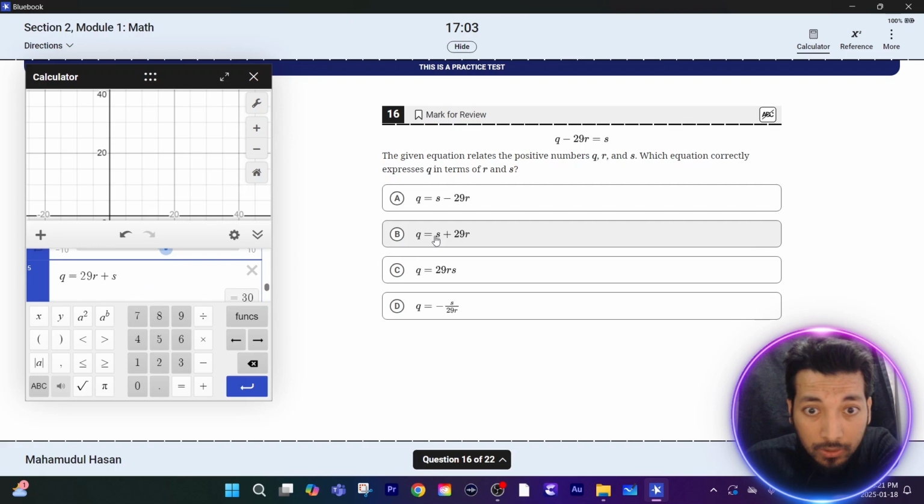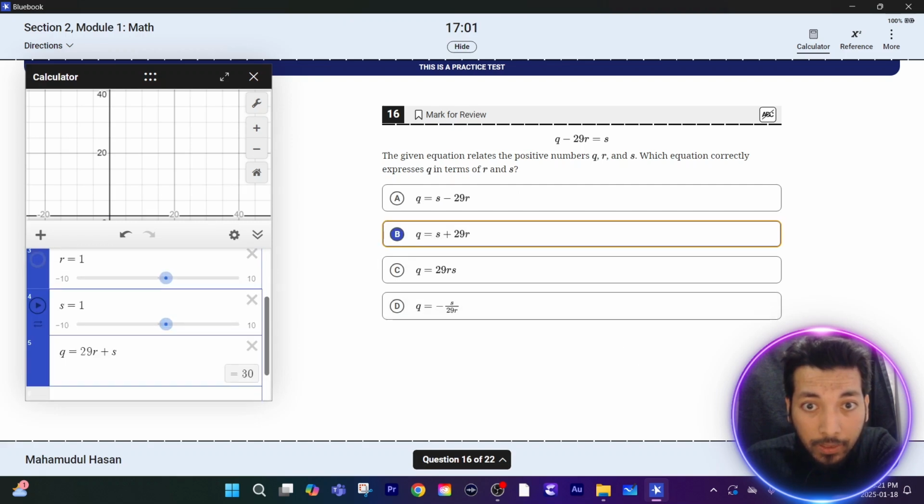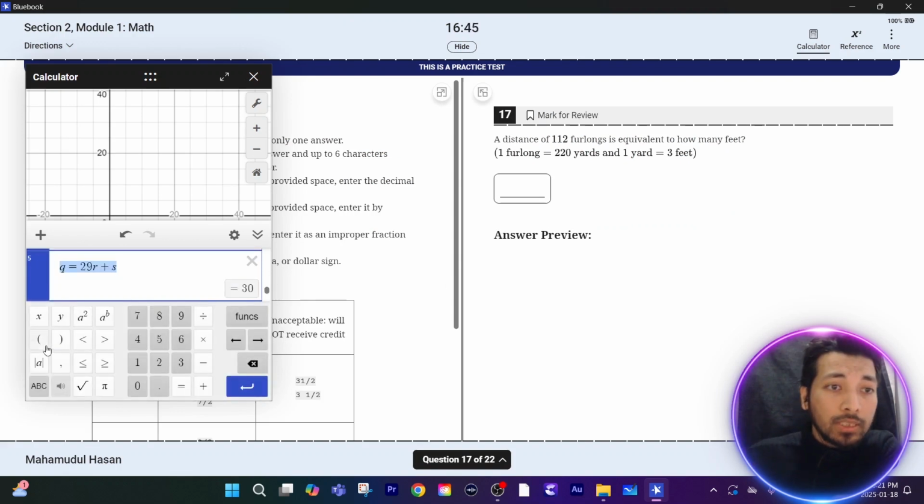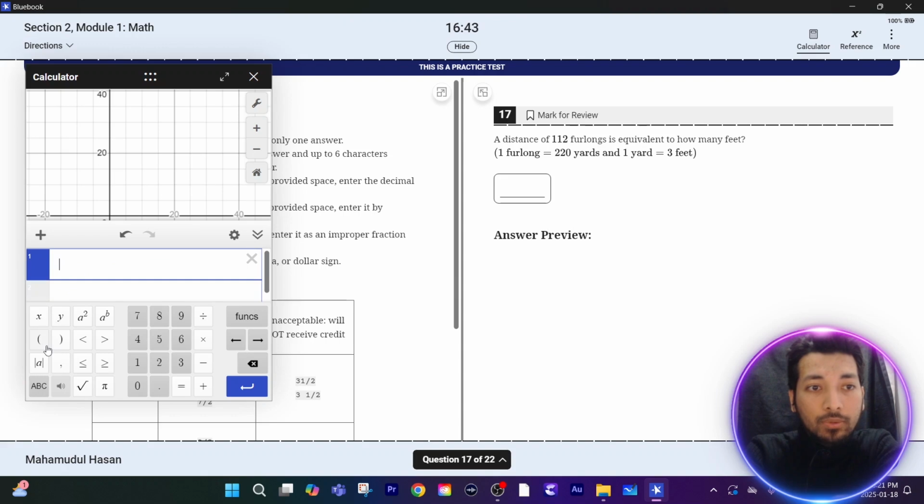That's the correct option, and that is option number B. Perfect. Let's look at problem number 17. A distance of 112 furlongs is equivalent to how many feet? 1 furlong is equal to 222 yards, and 1 yard is equal to 3 feet. This is a concept of unit conversion. Let's try to see how we can do that over here.